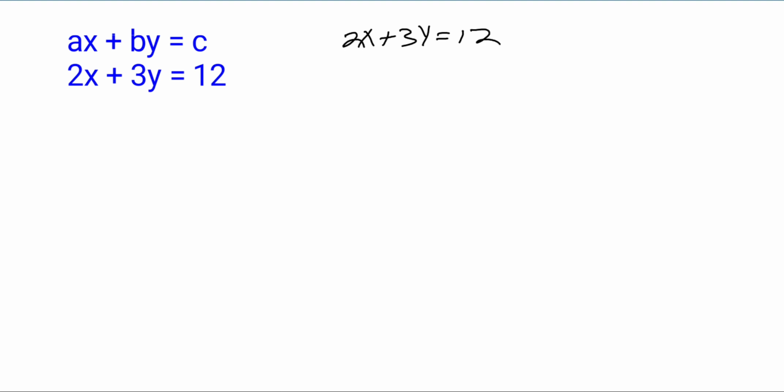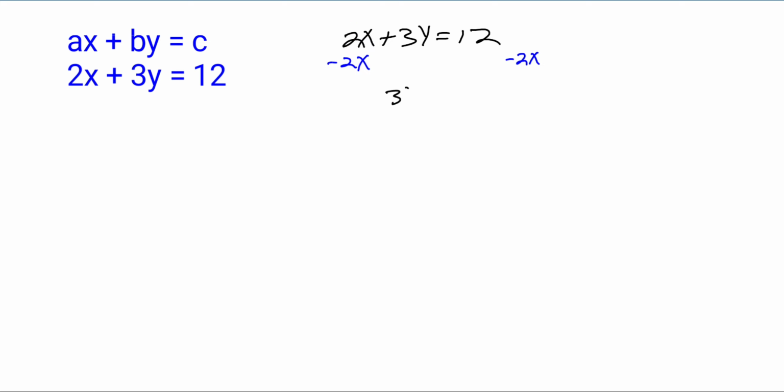Now the whole idea is to get y by itself on one side of the equal sign and everything else on the other side. Okay, so the first thing we're going to do, and I'm not going to write the name of the step, I'm just going to tell you what it's called though. We're going to use the subtraction property of equality. So we're going to subtract 2x from both sides of the equal sign. So when we do that, this is going to cancel itself out. That's going to leave us 3y on the left.